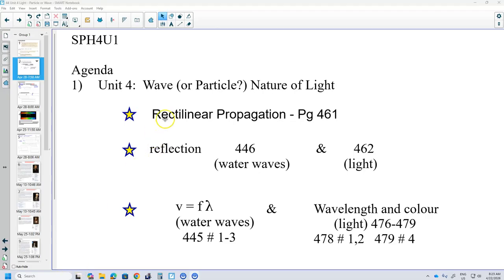So we're going to look at rectilinear propagation, which is a really fancy way of saying it travels in straight lines, reflection, the universal wave equation from grade 11, connection between wavelength, frequency, and color, and so on. So those would be wave properties of light, obviously.